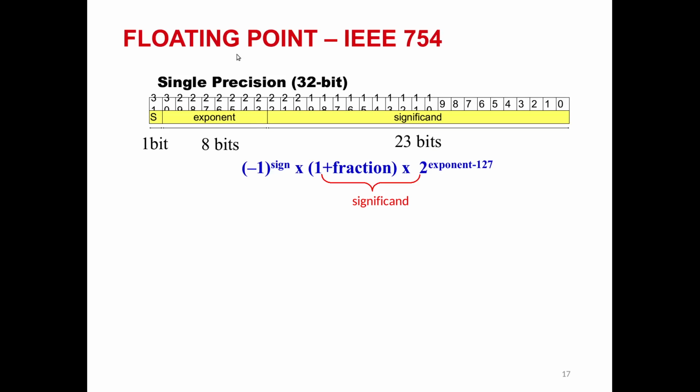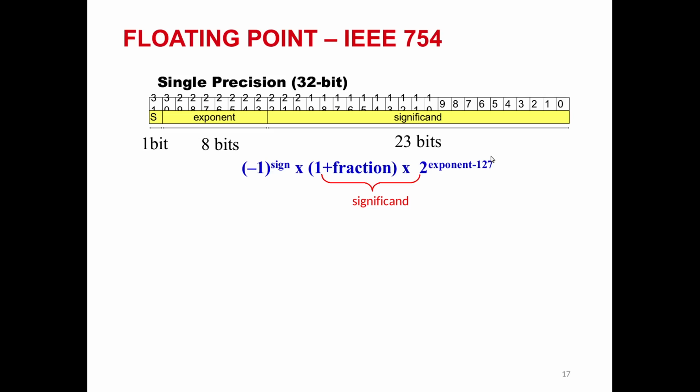So here again you can see single precision with 32 bits in total: 1 bit for sign, 8 bits for exponent, and 23 bits for significand here. And how can you calculate this value? It will be minus 1 power sign multiplied with 1 plus fraction. As we said before, this bit 1 is a hidden bit, and so we need to add it with the fraction for the significand, and then we multiply it with 2 power the exponent minus 127.